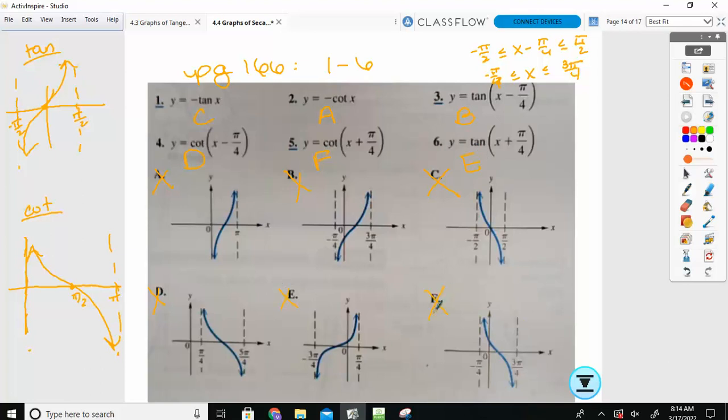Is it getting easier as we do more of these? The secant and cosecant are really kind of hard because there are multiple equations that you can do with them. But hopefully this helped a little bit. So now you have time to work on those 2 assignments.